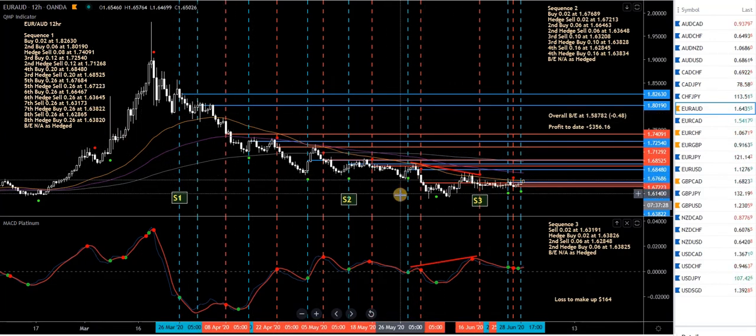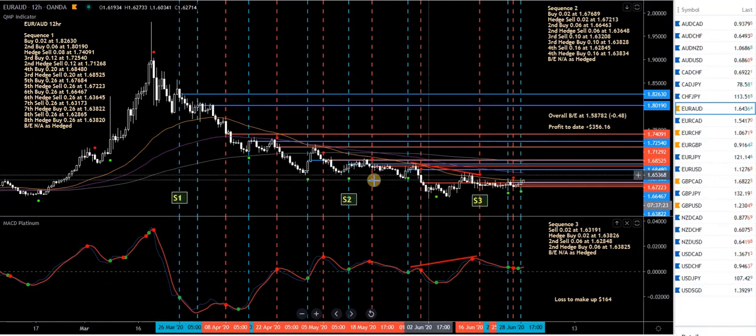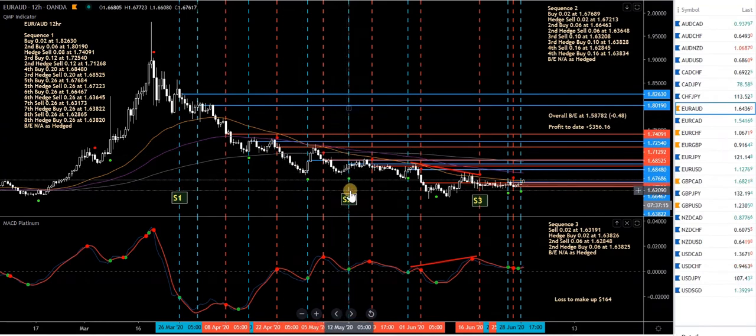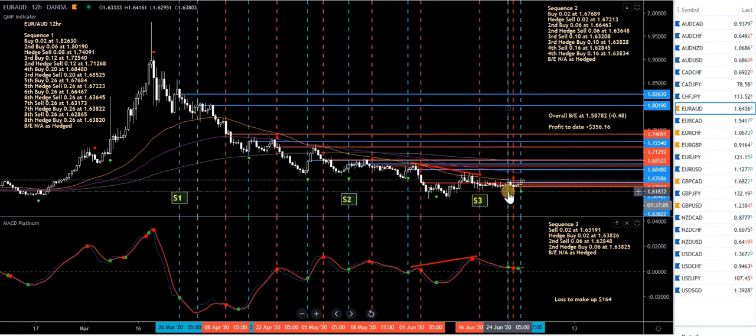The problem with this pair is I'm in 3 sequences that are all going the same direction basically. Even though this started with a buy, you'd think it finished with a buy, but I pivoted somewhere in there. This one started with a buy too, but I've pivoted somewhere in there also. When I say pivot, I've reversed my bias. This sequence 3 started with a sell, so it's a sell, hedge buy, second sell, second hedge buy. So there's a new buy signal.